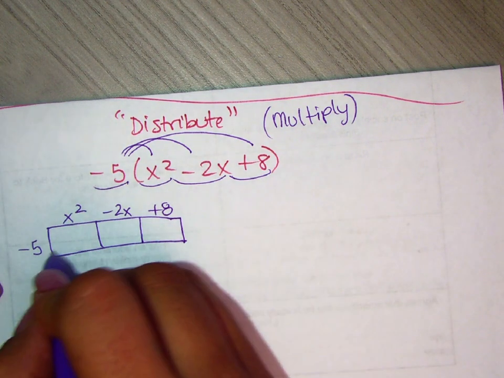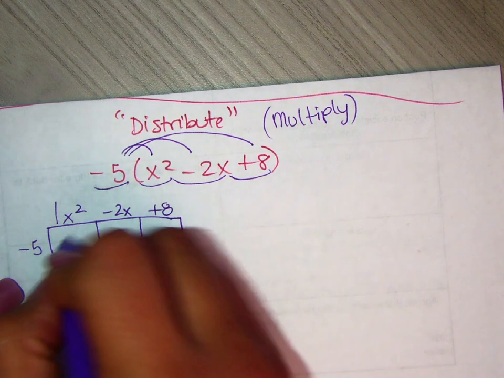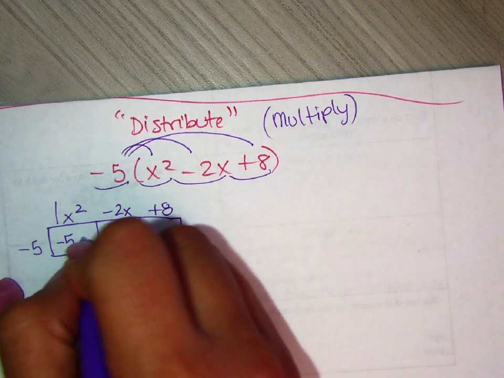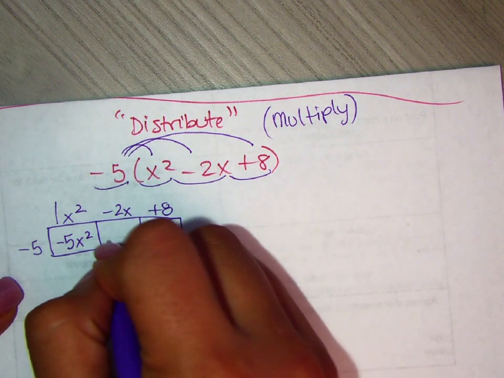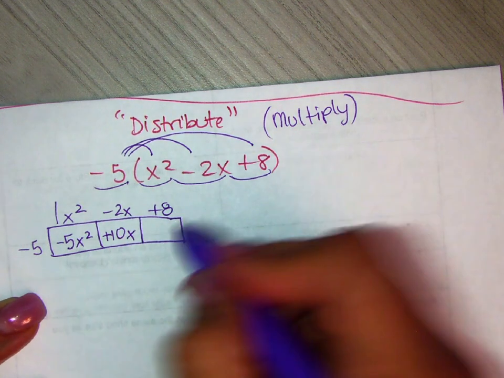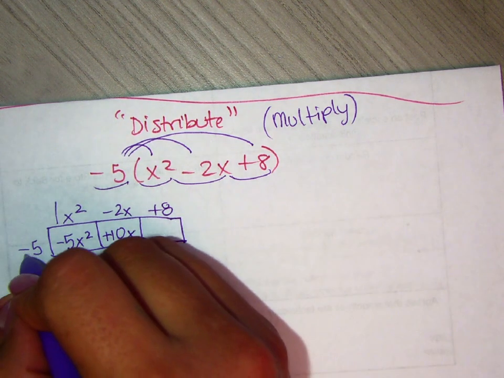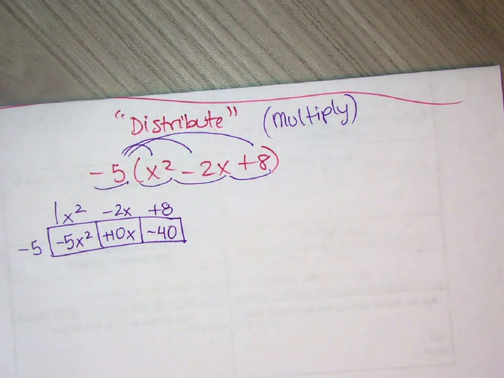So we're going to distribute by multiplying negative 5 times 1. That's negative 5, and then this is x squared. Negative 5 times negative 2, that's positive 10, and then this term is x. Next, we're going to multiply negative 5 times positive 8, and that's negative 40. And just like that, your answer is in there. Those 3 are your answers.